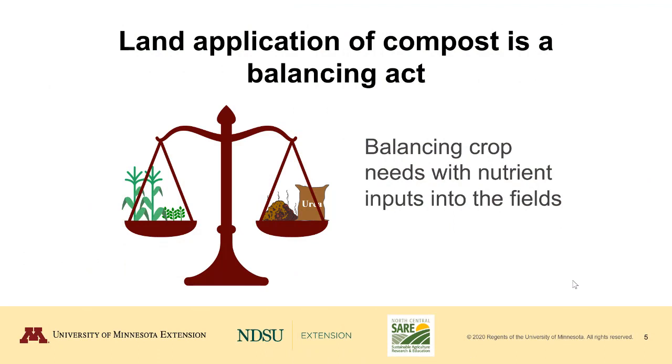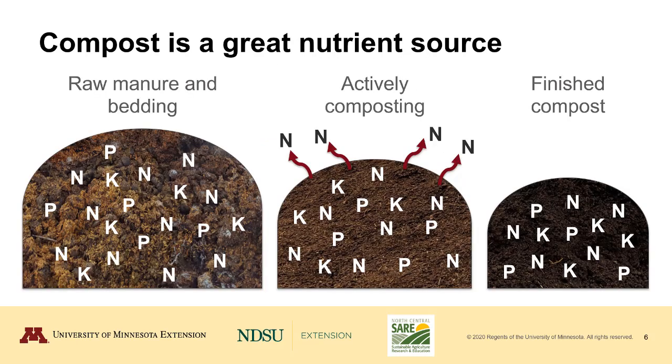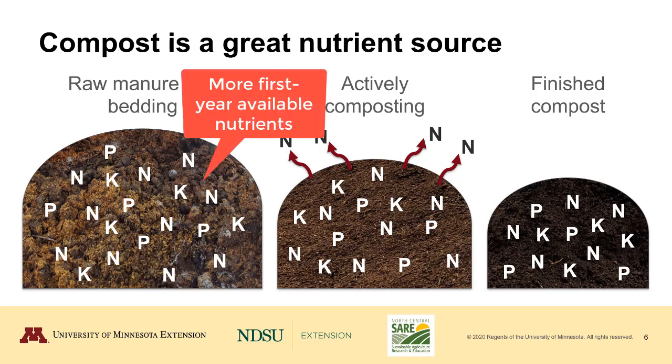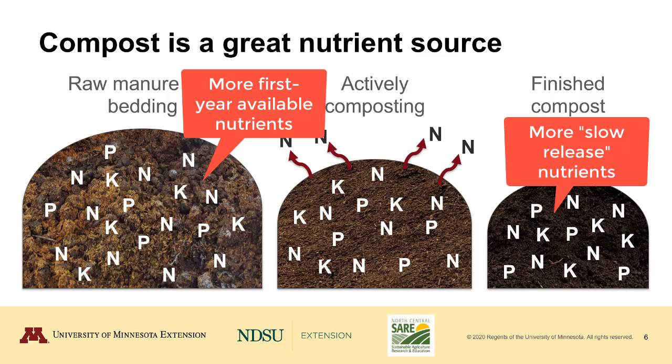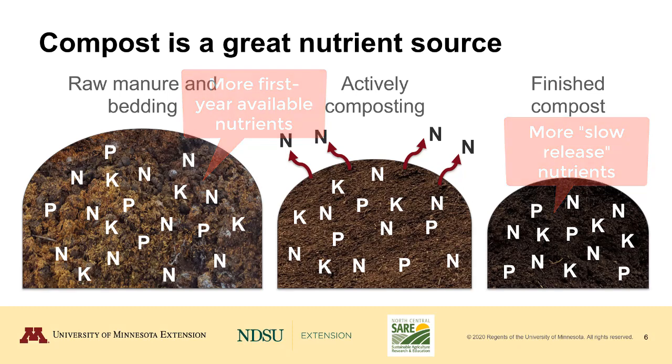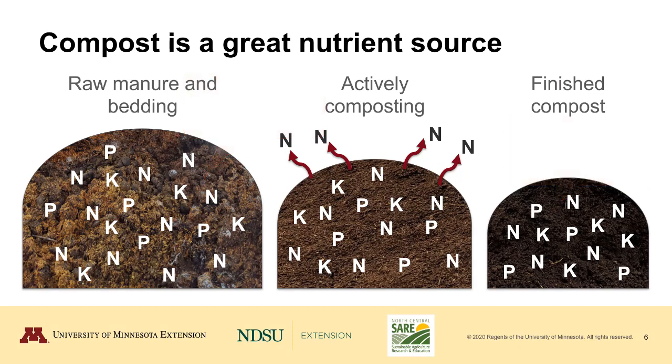So overall, land application of compost is really a balancing act. You want to make sure you have enough nutrients for your crops, but not too many nutrients so that we don't have these environmental issues. Compost is a really great source of nutrients, but it is different than raw manure. Raw manure is going to have a lot more first-year available nutrients than finished compost. The composting process actually kind of locks away the nutrients and turns them into more of a slow release source. And there's also differences between N, P and K and their final concentrations left after the composting process as well.